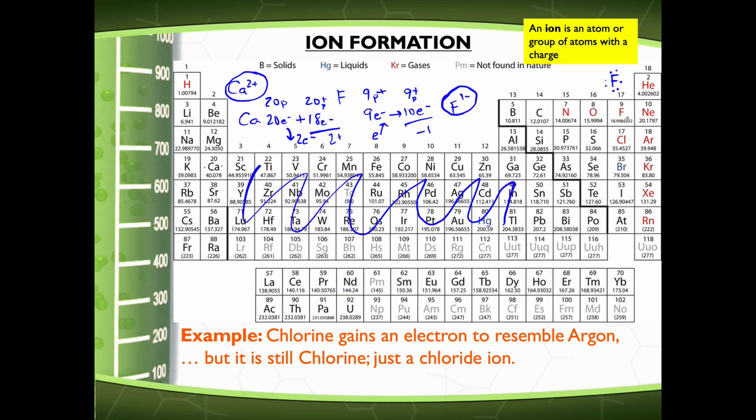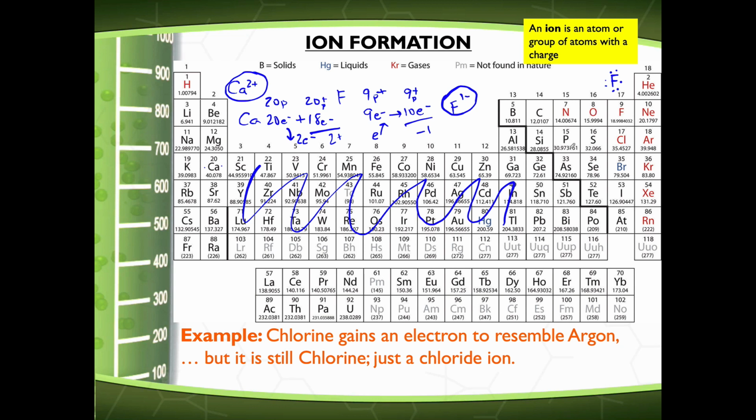Fluorine went from being periodic table fluorine, unhappy and sad, to gaining an electron to get 10, just like its buddy neon, to become the F 1 minus anion. Okay? Remember, positive ions are called cations. This is the calcium 2 plus cation, and this is a fluoride 1 minus anion. Okay? So you can do that with basically anything up here, okay?